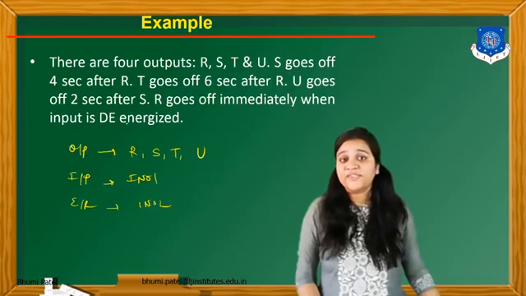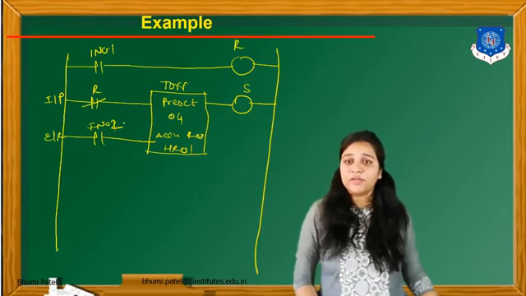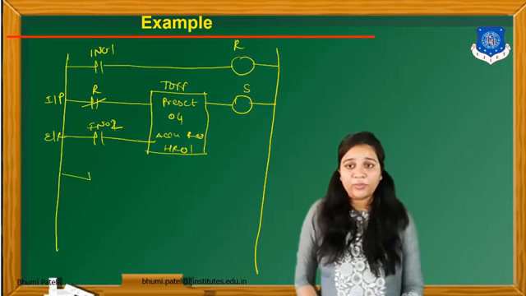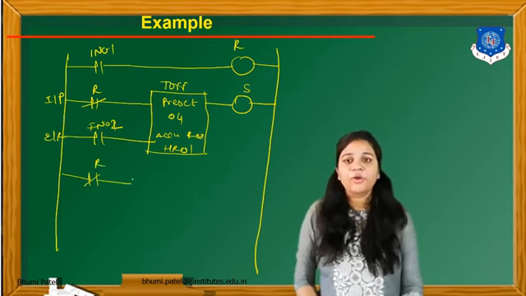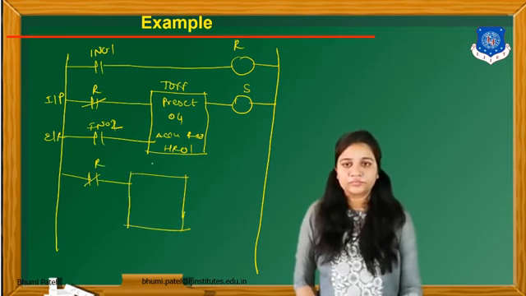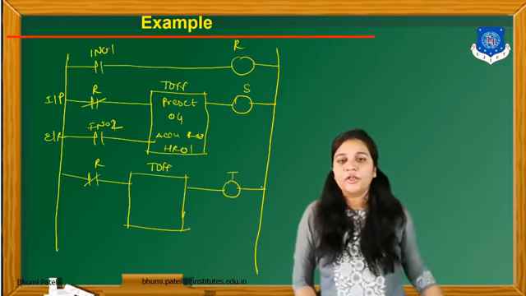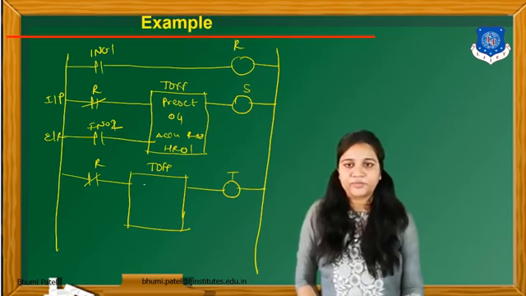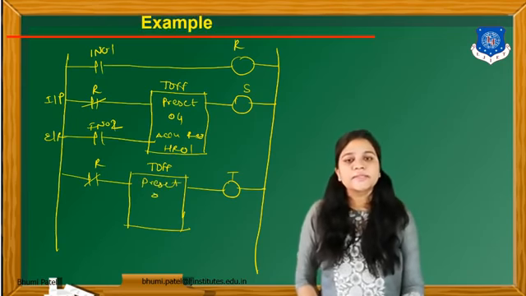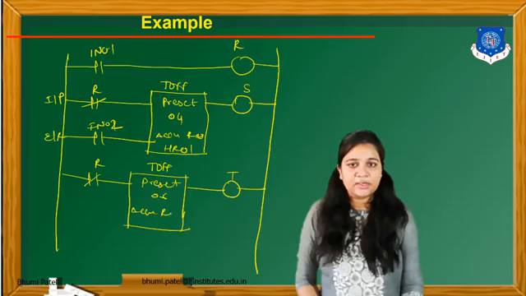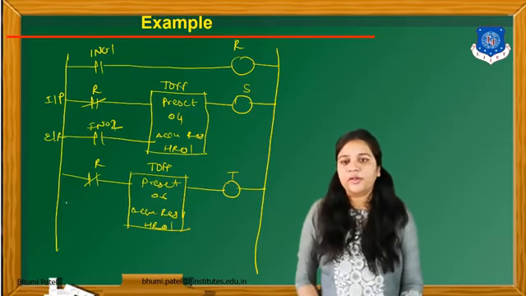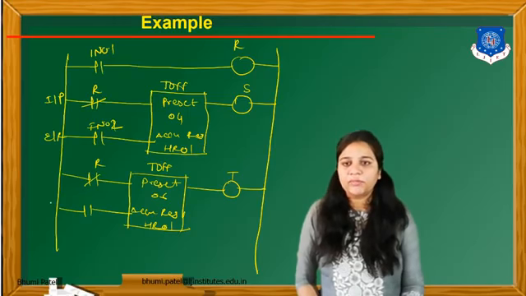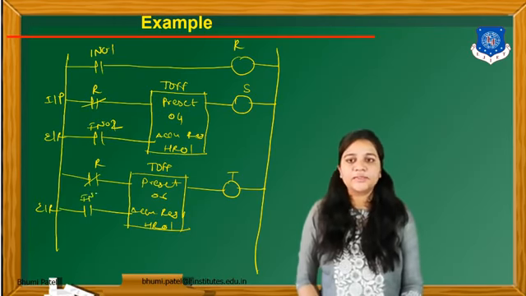Now T goes off 6 seconds after R. So the same logic we have to follow. We have to take input R, normally closed contact. Then we have to take one T off timer, and the output is T. And the preset value given is 6 seconds. So take preset 6, accumulator register HR01, and the second input for the T off is enable reset, that is equal to IN02.